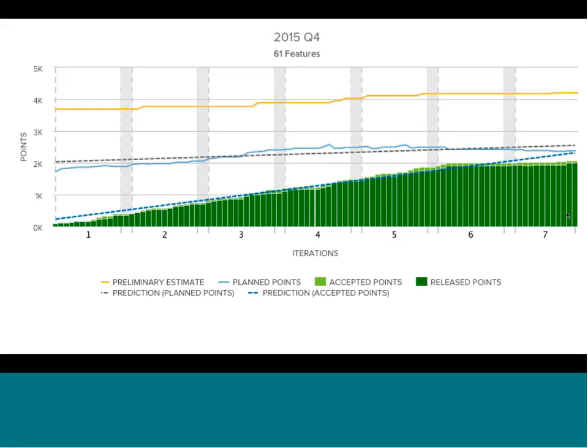So the sum of the preliminary estimates for all features in a list is what that preliminary estimate bar is. So this really indicates the high-level scope of the release. This scope is only going to change when a feature is added or removed from the release. So again, we're looking at scope change, when things are added or taken out of a particular release.